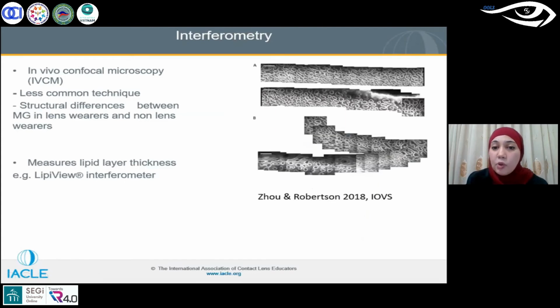Another sophisticated technique to assess the Meibomian gland is in vivo confocal microscopy, which is known as IVCM. The IVCM is mainly used to assess the acini of the Meibomian glands, and it's a less common technique due to its high expense. In many papers, structural differences between Meibomian glands in lens wearers and non-lens wearers were reported using the IVCM. The IVCM can also be used to assess the lipid layer itself, its thickness, and its quality.